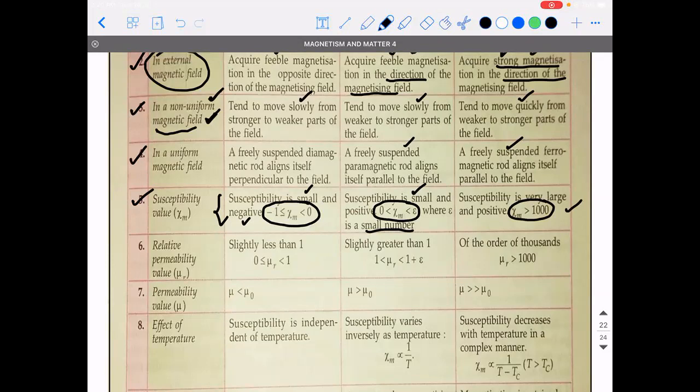Okay. Next. Relative permeability. I hope you guys remember this. Relative permeability is permeability divided by the permeability of free space. Relative permeability is slightly less than 1. Here it is slightly greater than 1. And here it is of the order of few thousands. Okay. Next. What about the permeability?